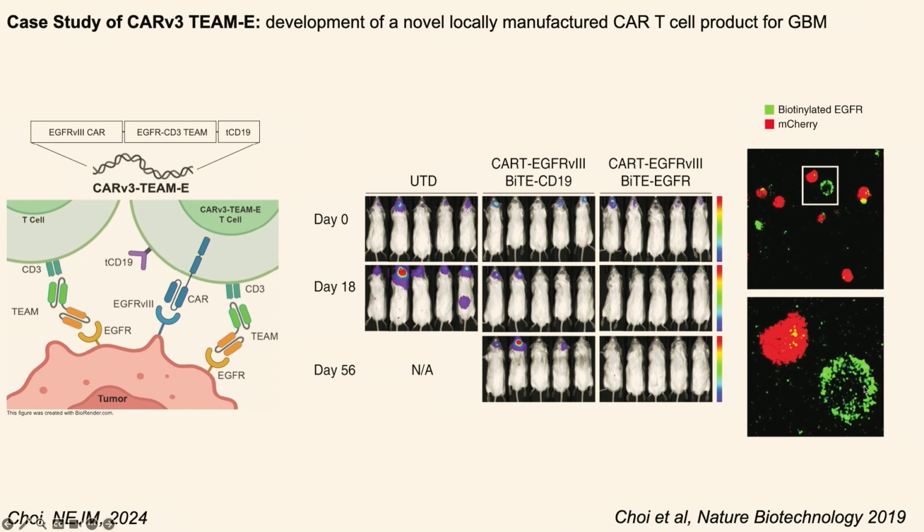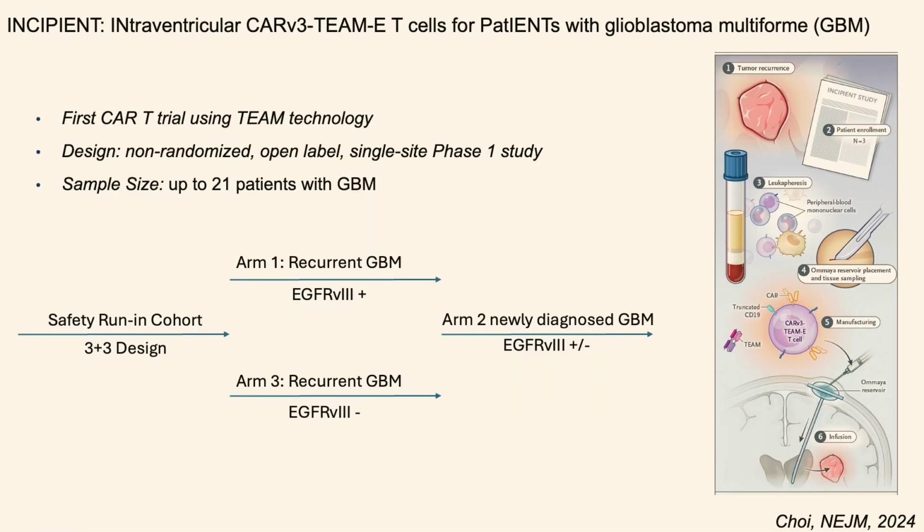And this elegant work has led to the start of INCIPIENT, which is a phase 1 clinical trial for the CARv3-TEAM-E in glioblastoma that had a safety run-in arm with a 3x3 design, and then the plan is to open 2 arms afterward for recurrent EGFR positive and EGFR negative glioblastoma. And then once those 2 arms are completed, there is a 3rd arm for newly diagnosed, not recurrent, glioblastoma that is either positive or negative for EGFR.